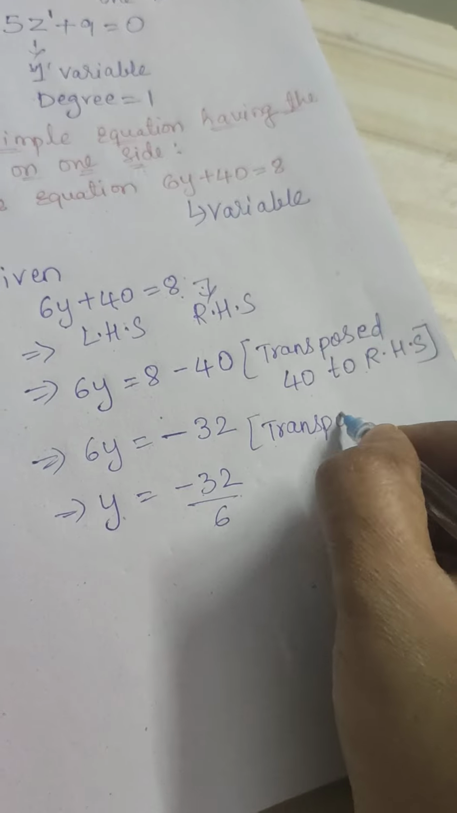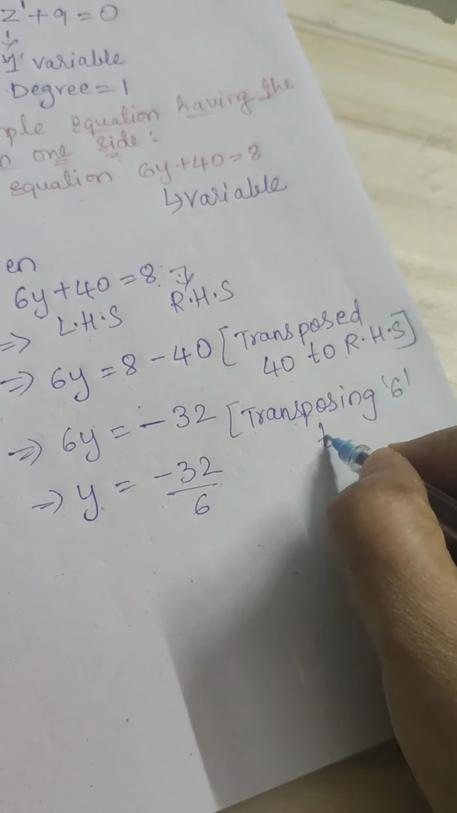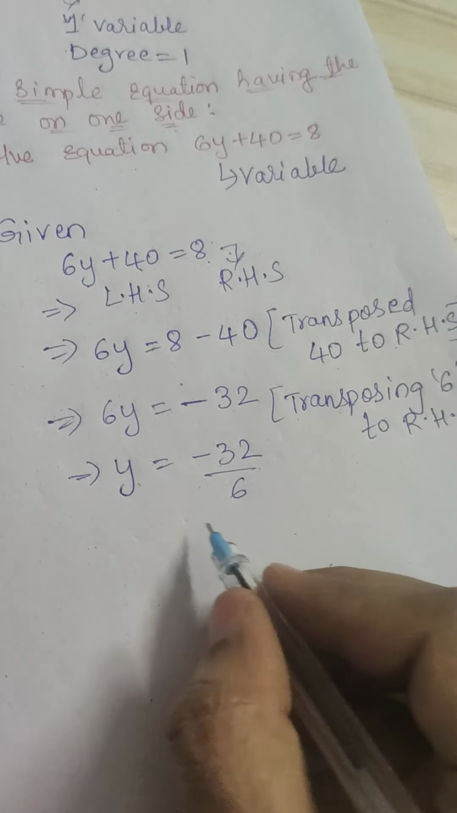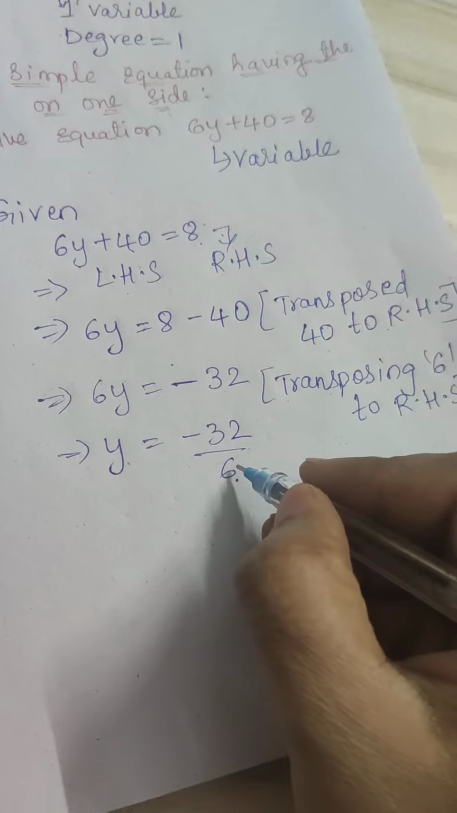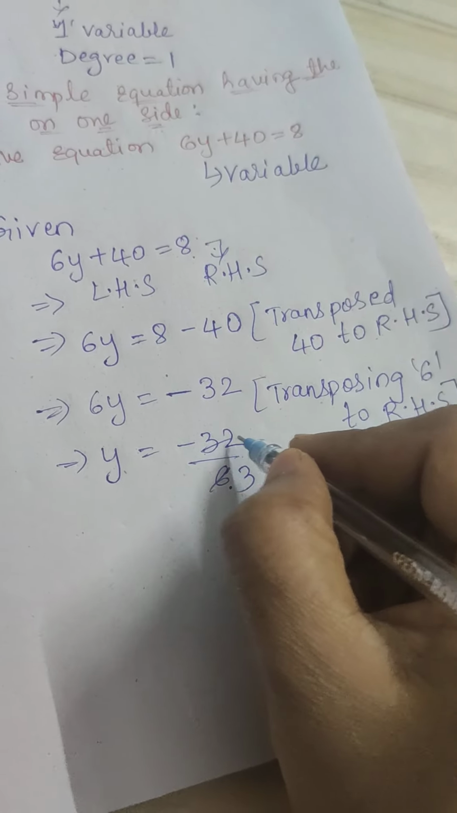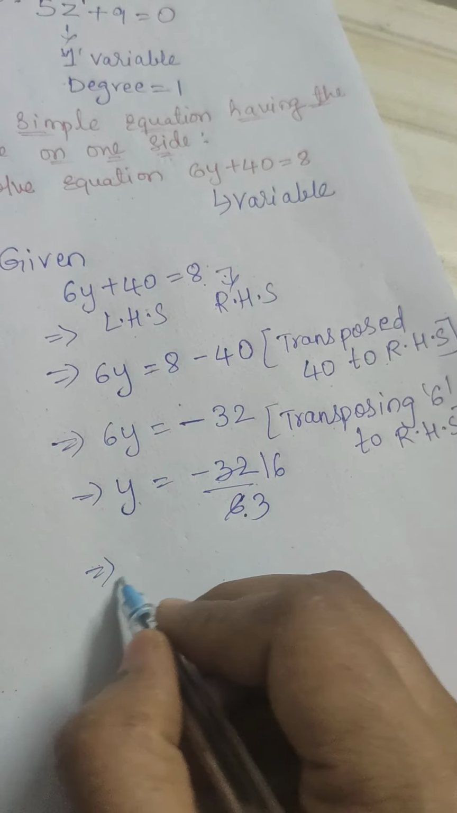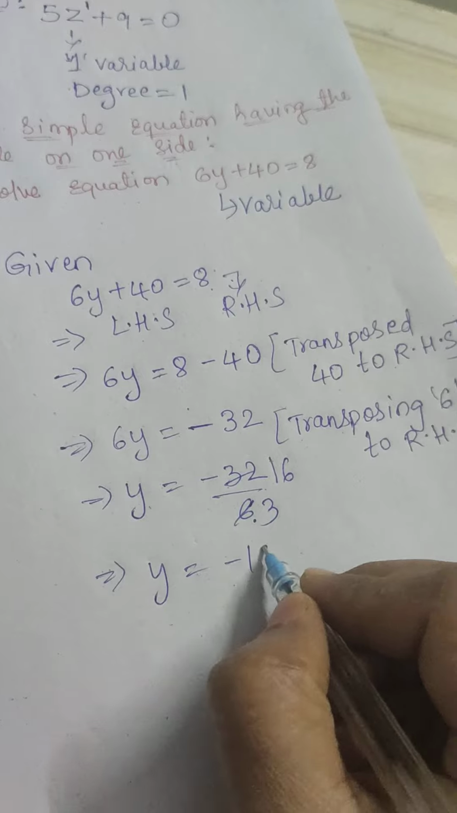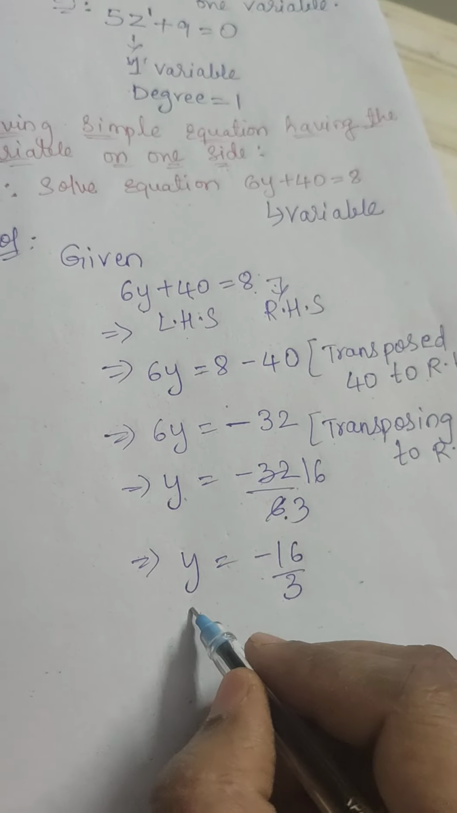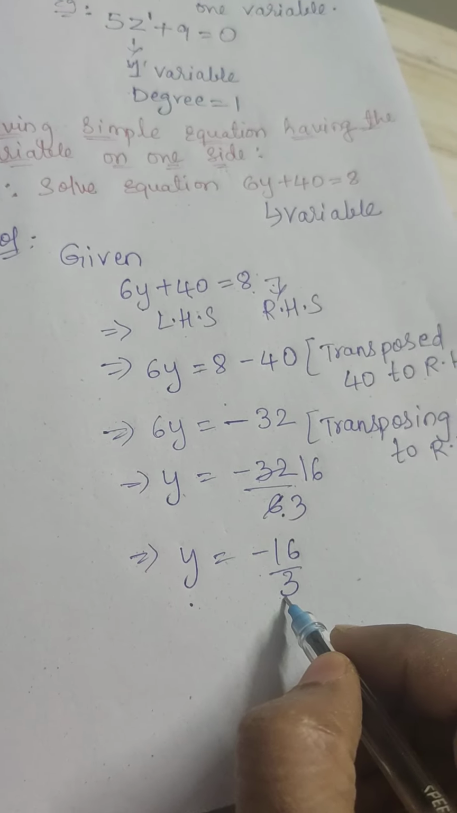Next, transposing 6 to RHS, it comes to the denominator. 2 threes are 6, 2 ones are 2, 2 sixes are 12. Okay, y becomes minus 16 by 3. Now this is the variable and its value is minus 16 by 3.